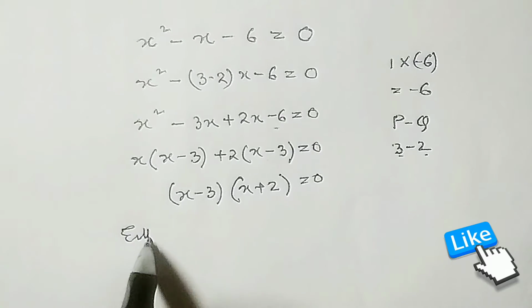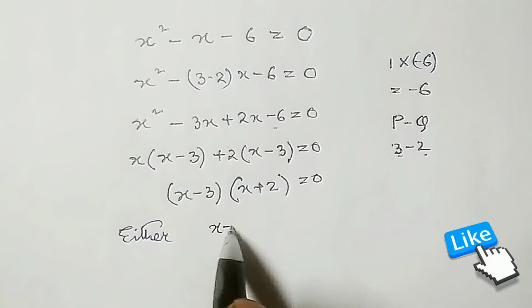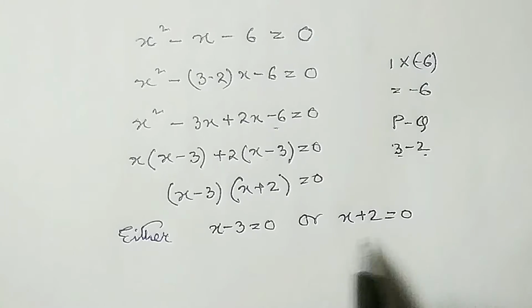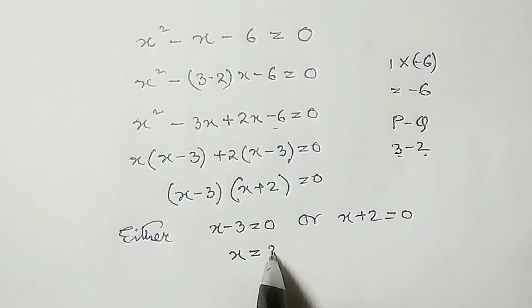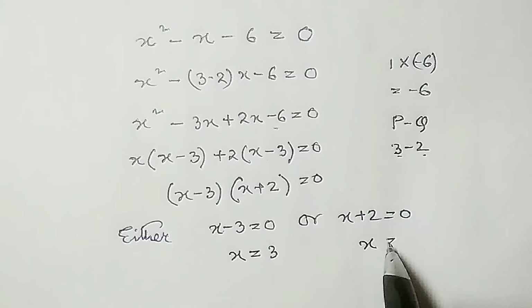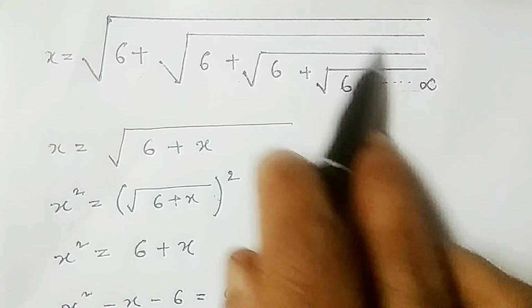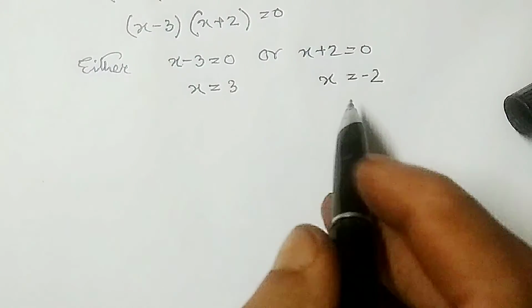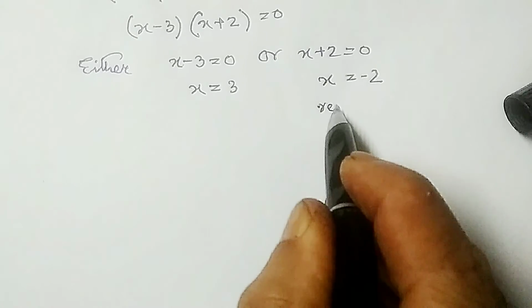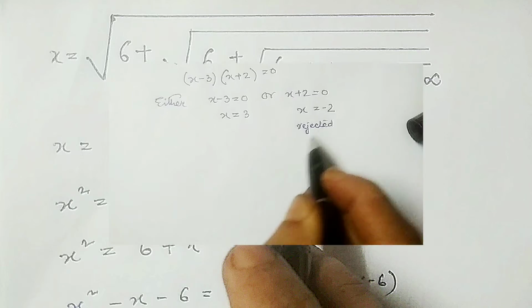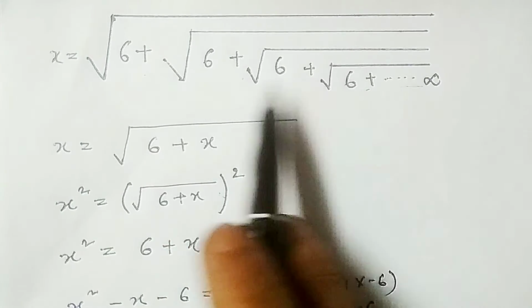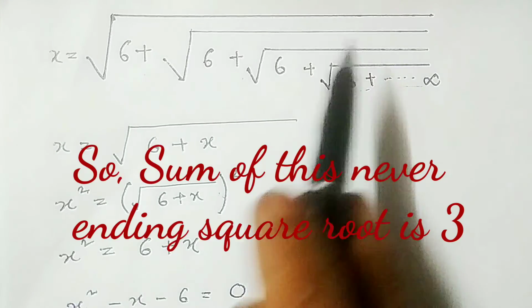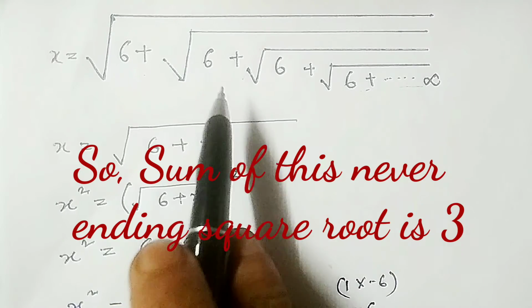So either x minus 3 equals 0 or x plus 2 equals 0. From here we get x equals 3, and from here x equals minus 2. The sum of this part cannot be negative, so we reject the negative value. We can write here: rejected. Therefore, the sum of this never-ending square root is 3, because we considered x equal to this, and ultimately we got x equals 3. Therefore, the required answer is 3.